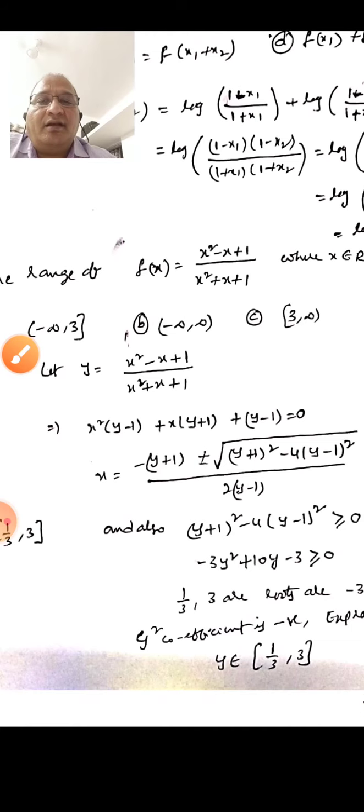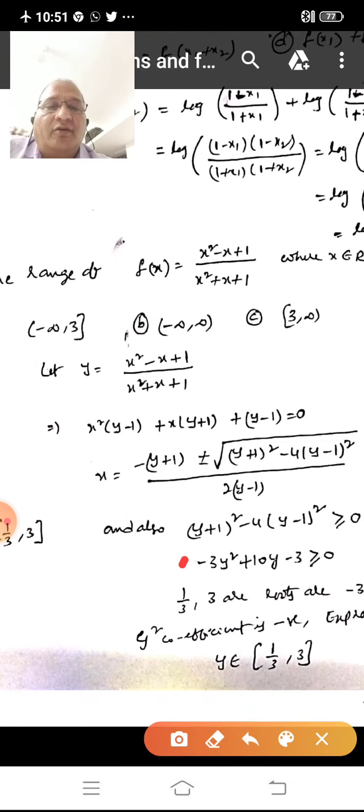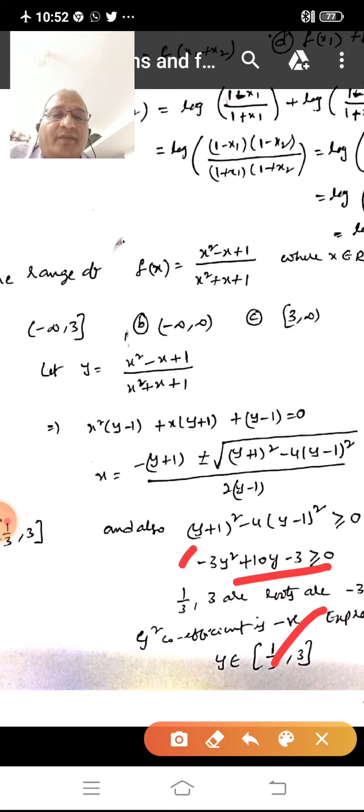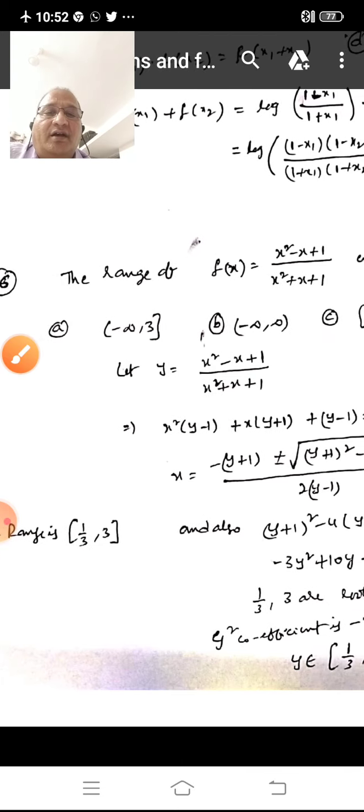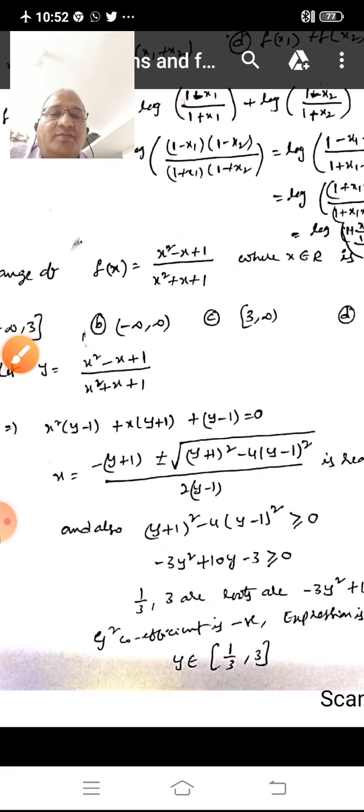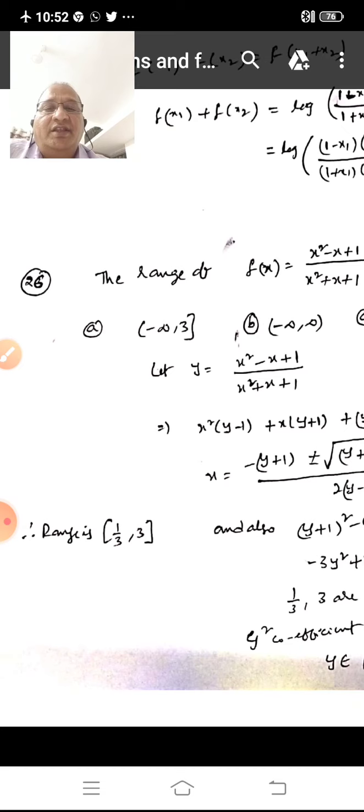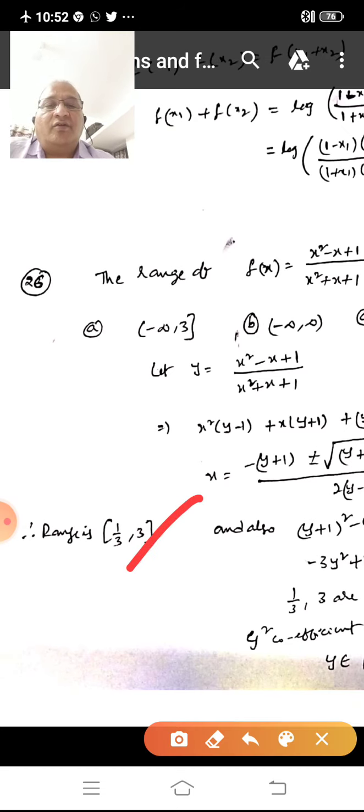Here the y square coefficient is negative and the total expression is positive. We already discussed in many problems, when they have opposite signs, the y value must be within the roots. Range means we have to find the values of y. So the values of y are within 1 by 3 and 3. Therefore the range is 1 by 3 comma 3.